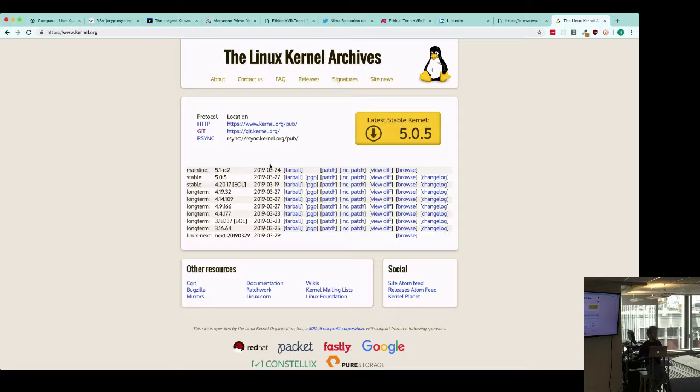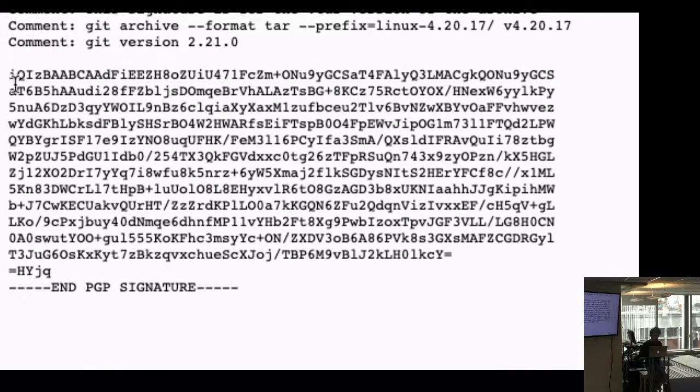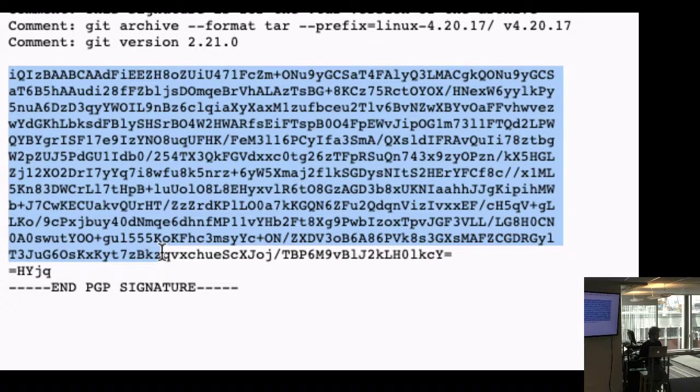Anytime there's a new release of this, or really any software, you'll find the download link. In this case, they've called it a tarball. It's just a zip file. But there will also be a PGP verification signature, right? And in this case, this is going to be something like a public key. And if I look at this, it's going to be another one of these things.